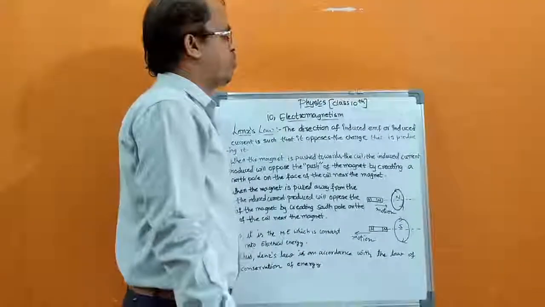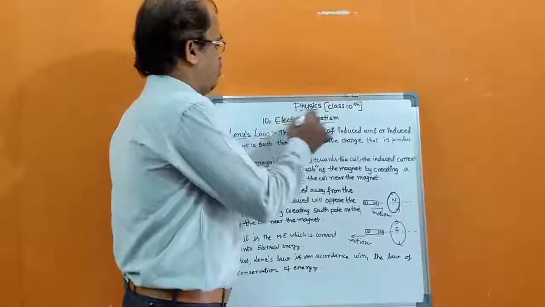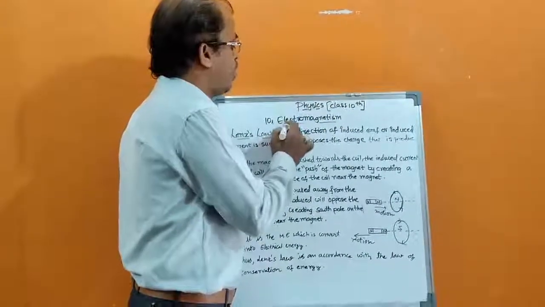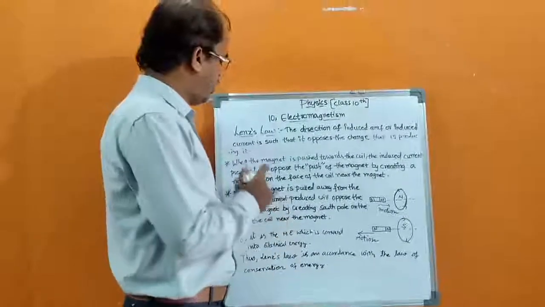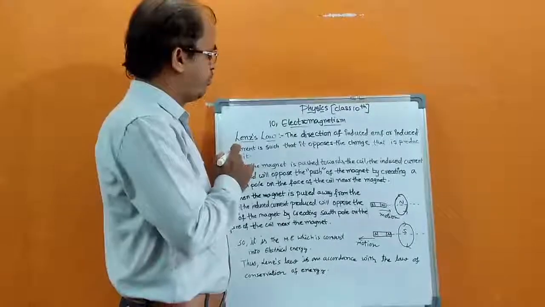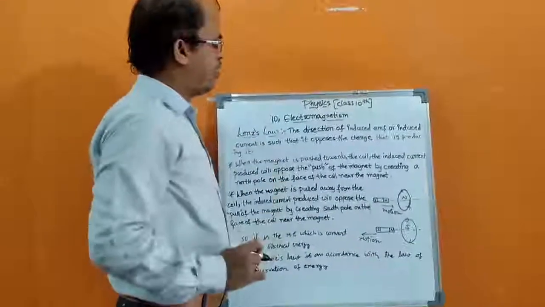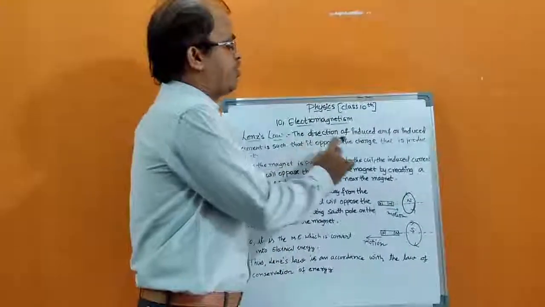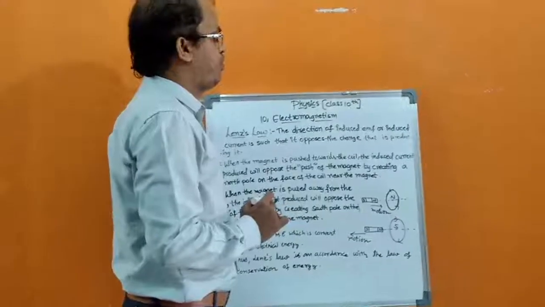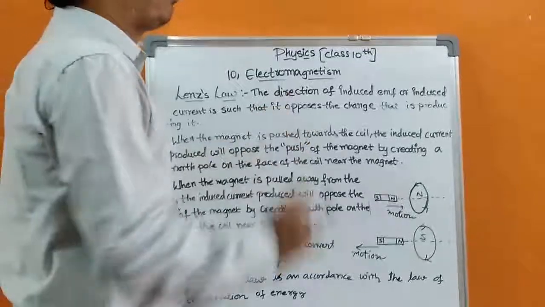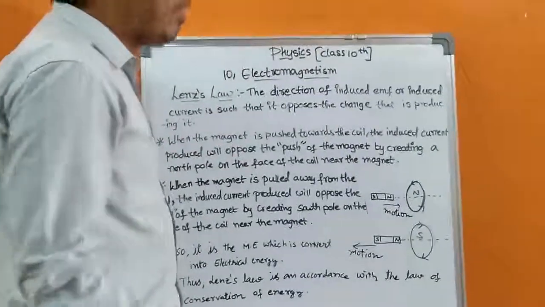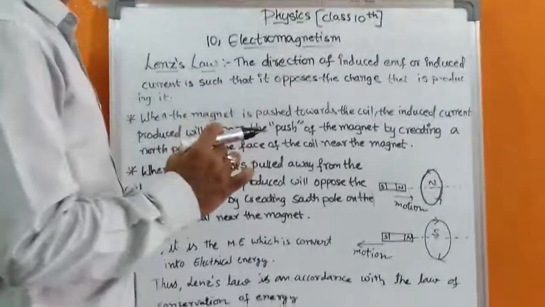Today we are going to discuss physics class 10 electromagnetism. In this lesson, Lenz's law. This Lenz's law states that the direction of induced EMF or induced current is such that it opposes the change that is producing it.